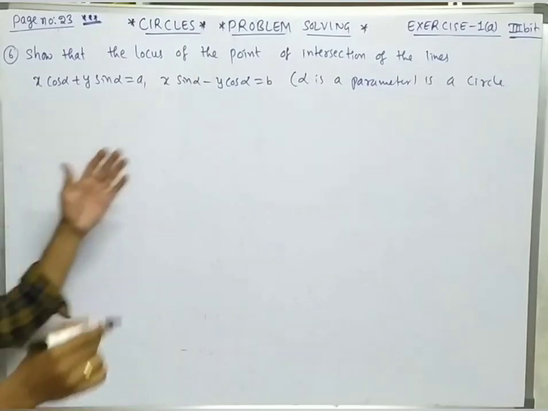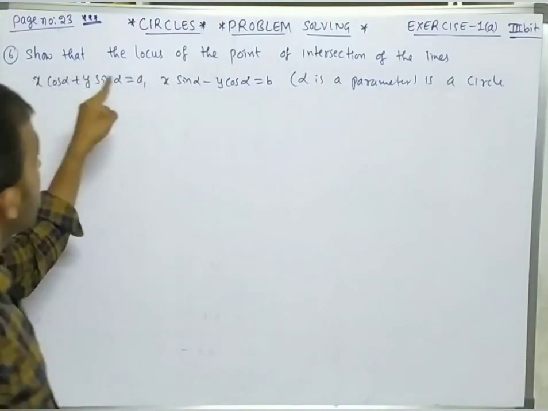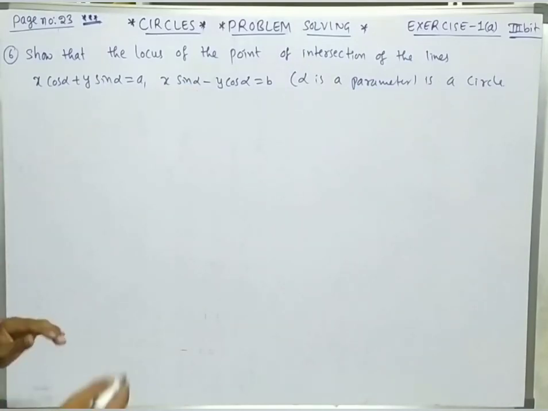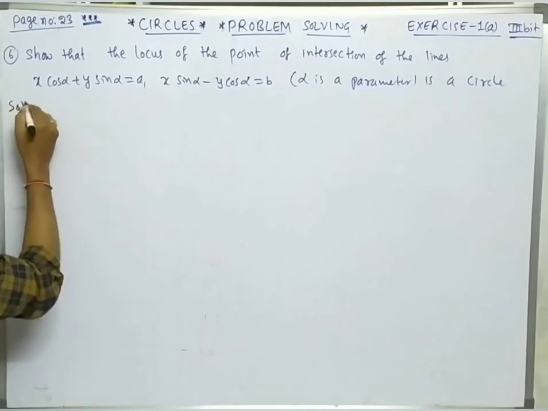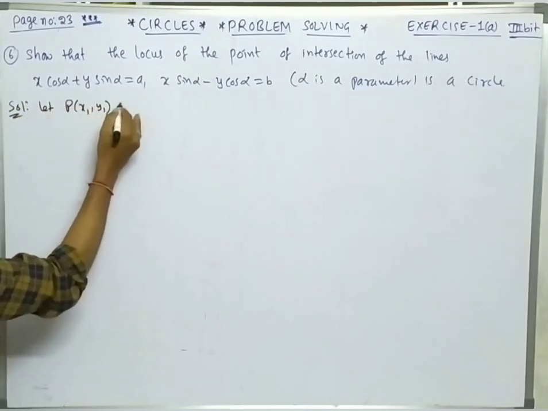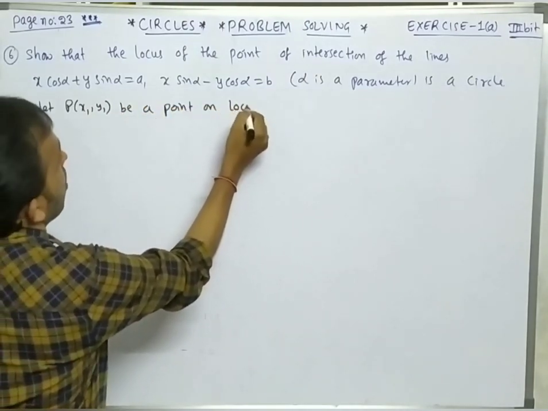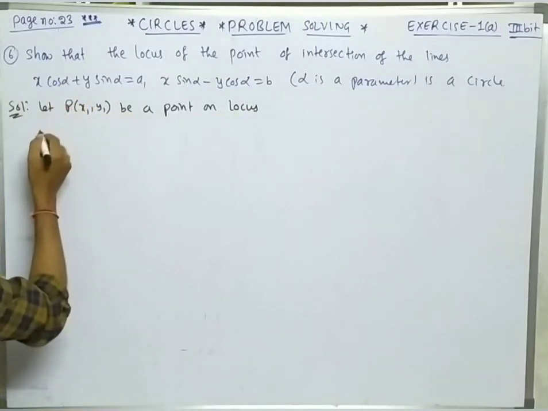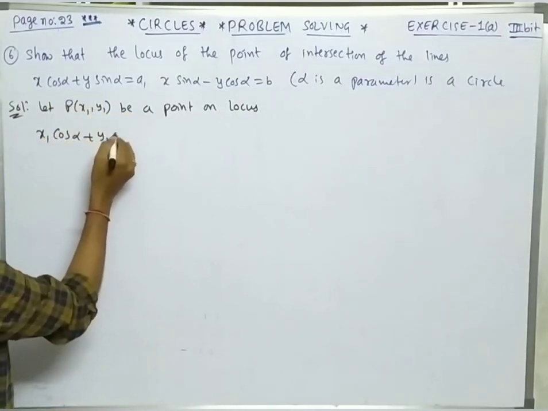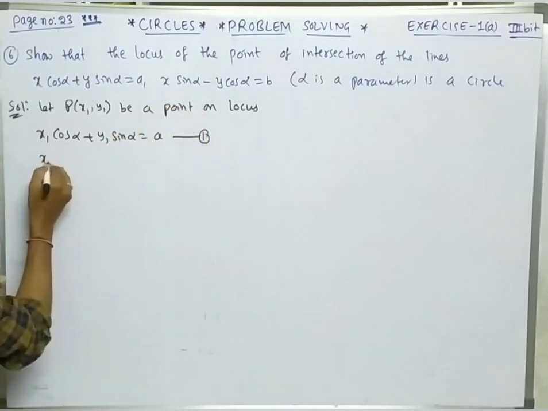Here I am solving the third bit, last 6, 7 problems. Show that the locus of the point of intersection of these two lines is a circle. Simple problem. So locus, let P(x1, y1) be a point on locus, right? So obviously it satisfies the first one and the second one.